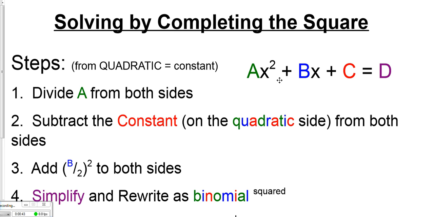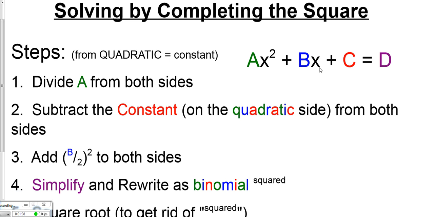Once we have it set up this way, you divide a from both sides. So this term, this term, this term, this term, divided by a. That way, this is just x squared. There's no coefficient in front of it. Next step is you subtract the constant, the one on the quadratic side, from both sides. Now remember, this isn't c anymore, it's c over a, right? We divided by a. So you're subtracting that from both sides.